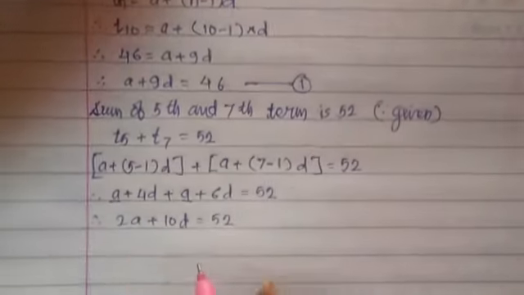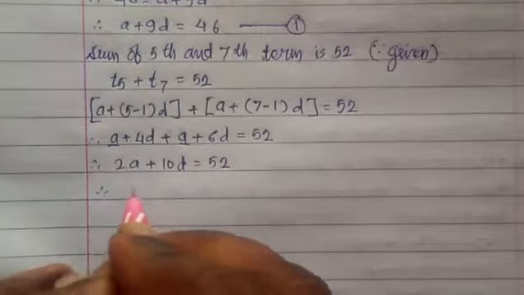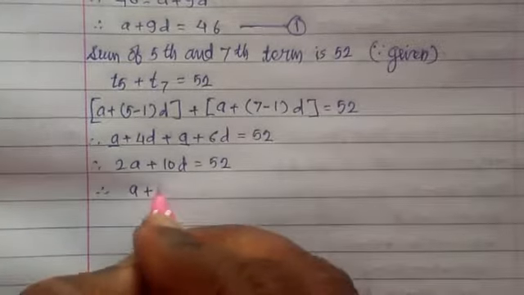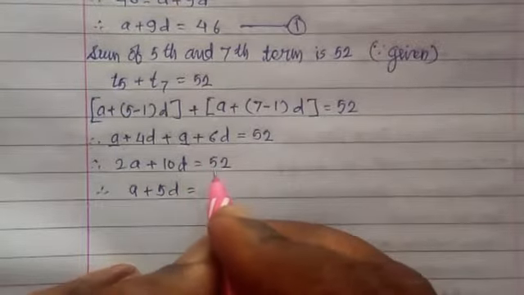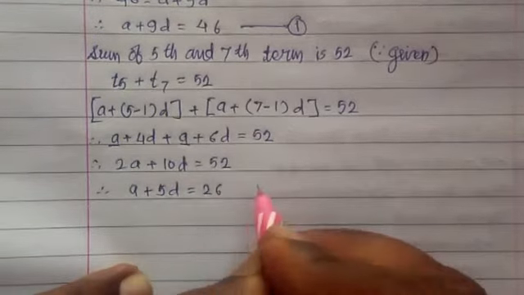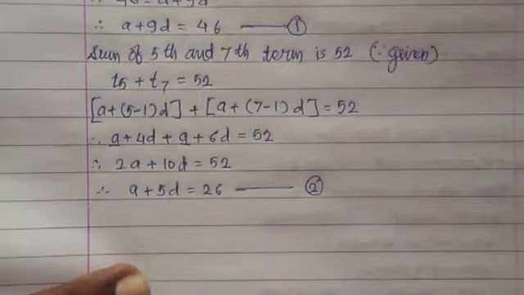Now dividing by 2, we get A plus, divided by 2 here means 5D is equal to, now divide this, means 26. This is equation number 2.